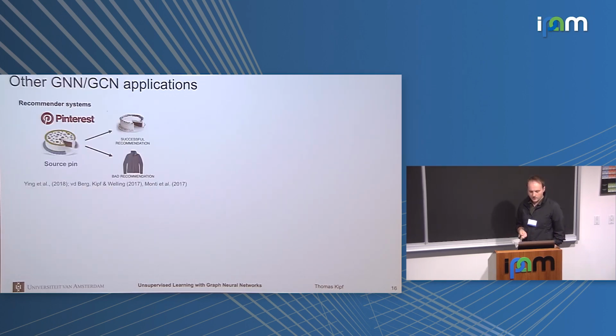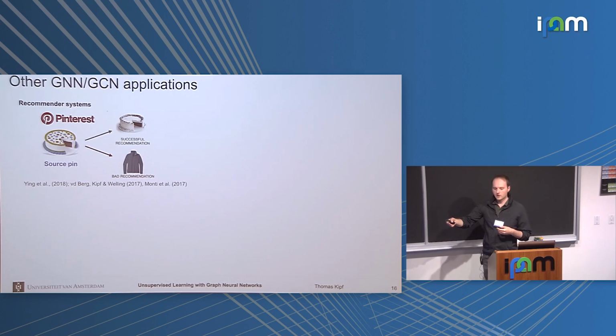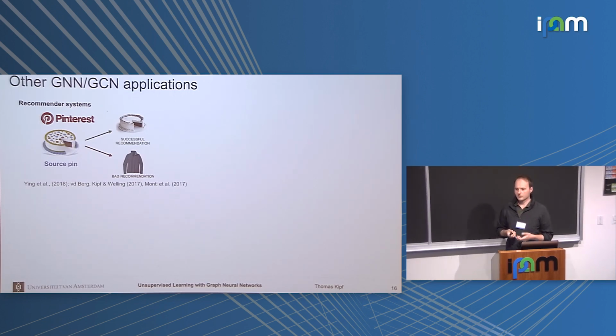Right, so that concludes the part on unsupervised learning with explicitly graph structured data. I want to briefly mention a few other applications of graph neural nets. You can also use this paradigm of auto-encoding a graph for link prediction for recommender systems, because recommender systems can also be seen as bipartite graphs.